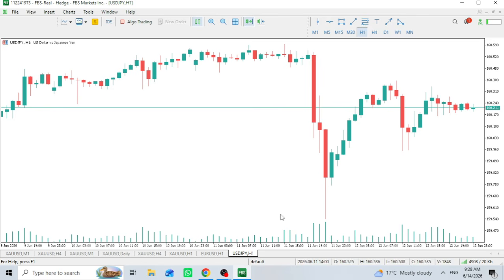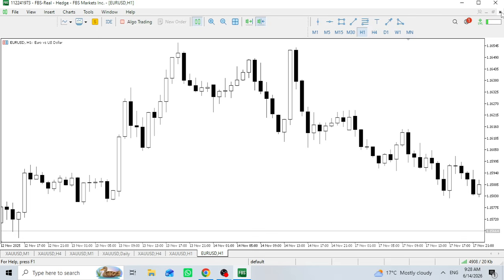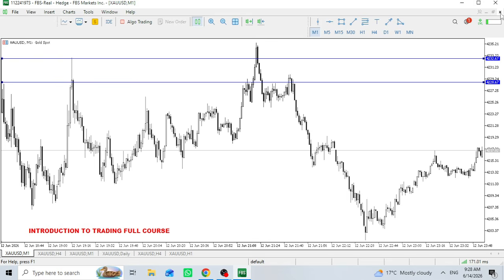Now if you want to close the tab completely, you come here, you delete the chart, not here, down here. You delete it, and now we are left with our gold charts only.